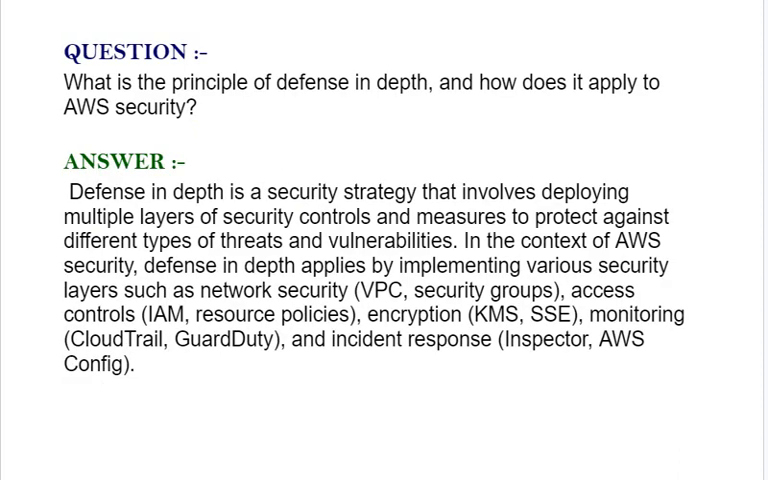Our next interview question is: what is the principle of defense in depth and how does it apply to AWS security? Your answer should be: defense in depth is a security strategy that involves deploying multiple layers of security controls and measures to protect against different types of threats and vulnerabilities. In the context of AWS security, defense in depth applies by implementing various security layers such as network security, that is VPC and security groups; access controls, that is IAM and resource policies; encryption, that is KMS and SSE; monitoring, that is CloudTrail and GuardDuty; and incident response, that is Inspector and AWS Config.